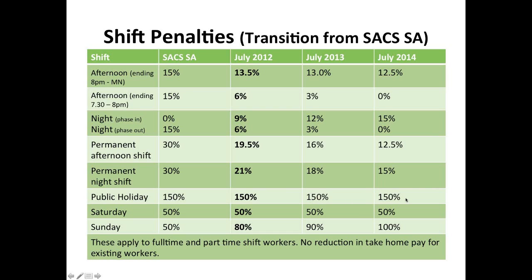Public holidays is 50% and maintains. Saturdays maintains the 50% loading. Sundays moves from a 50% loading to 100% loading. And again, phasing that in proportionate amounts, you should be paying an 80% loading for July last year. From July this year, you'll be applying a 9% loading for work done on a Sunday. And then from July next year, we'll be looking at the 100% loading.